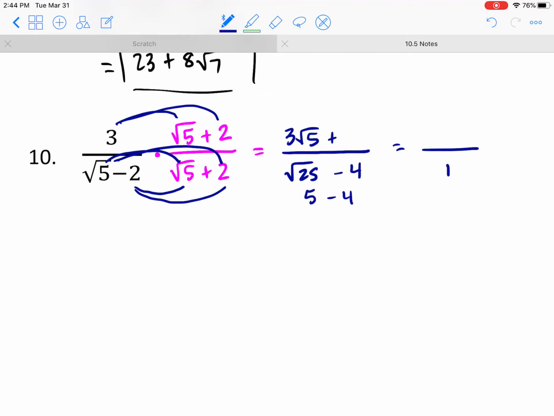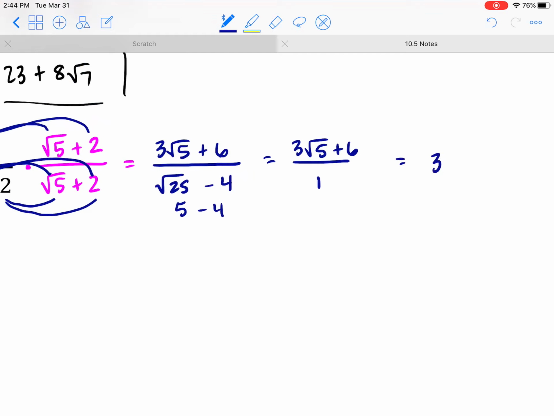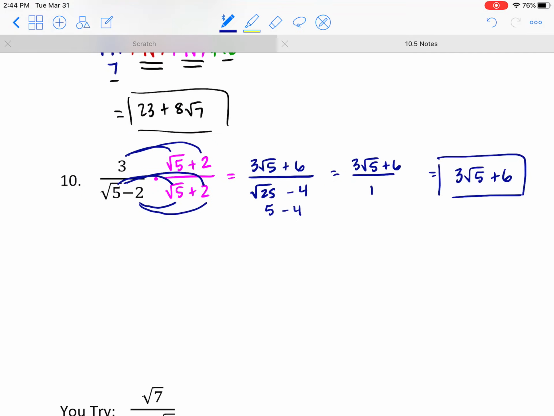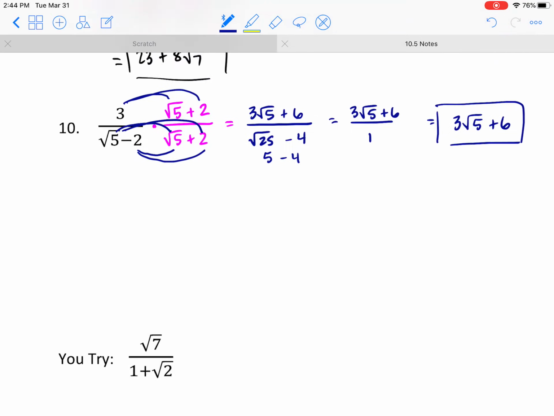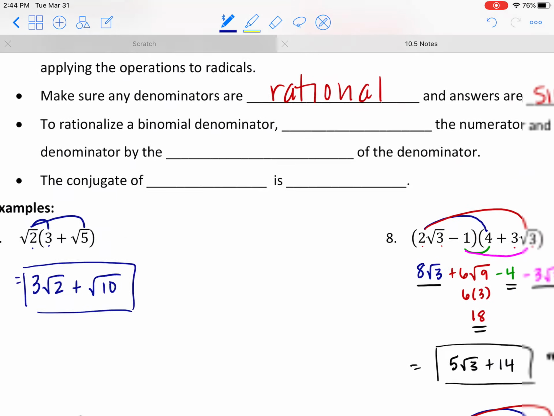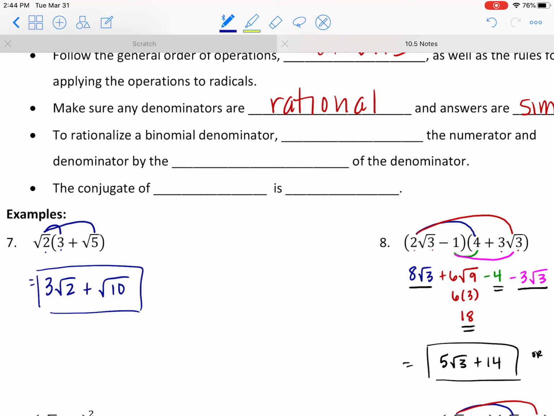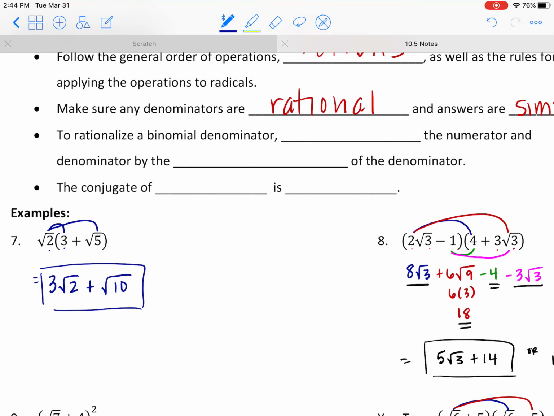Okay, now we just have to figure out what's happening on the top. So 3 times radical 5 is 3 radical 5, and then 3 times 2 makes 6. And 3 radical 5 plus 6 divided by 1 is still 3 radical 5 plus 6. And that's that. And that's a simpler form than what we started with. And one here for you to try, same process.